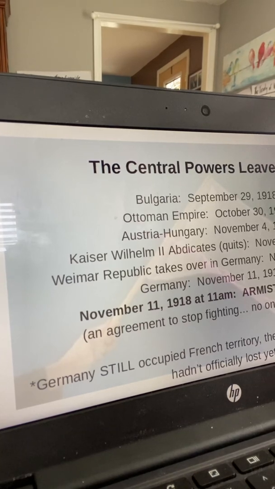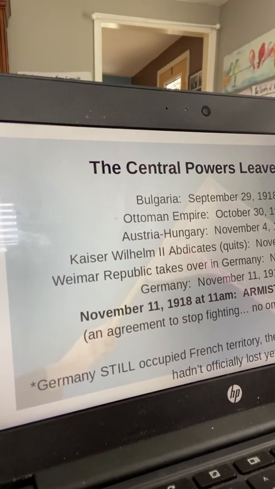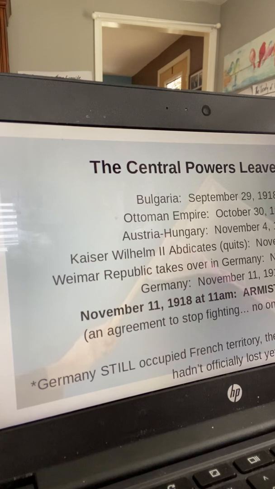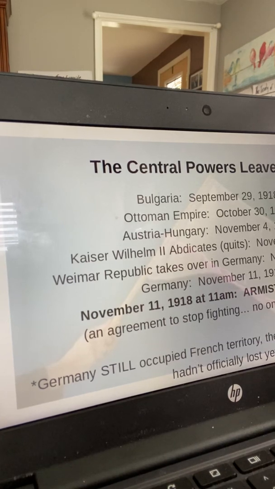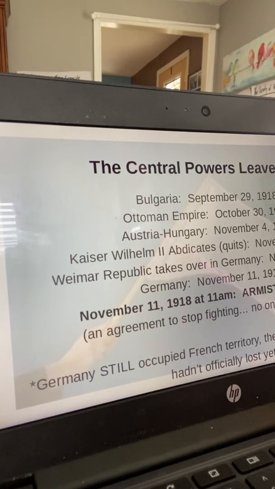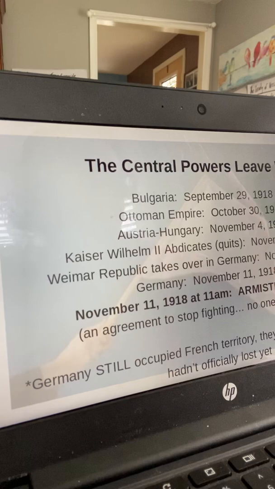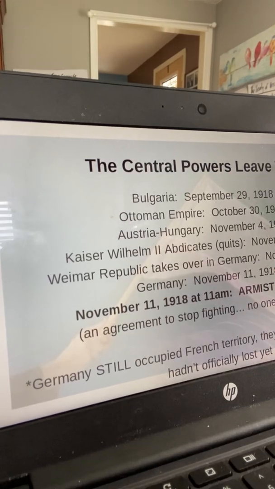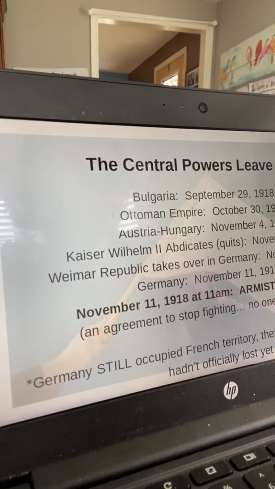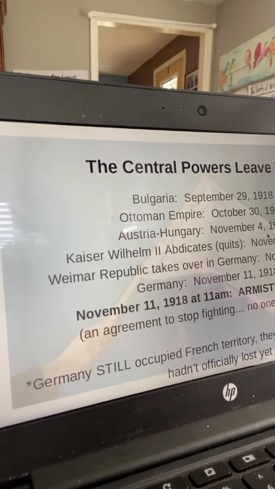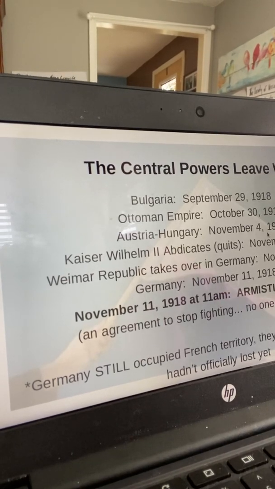A new government takes over in Germany called the Weimar Republic. On November 9th, they take over. And on November 11th, they sign an armistice. They sign an agreement to stop fighting. It is important to know, an armistice doesn't say, oh, we lost, it's our fault, sorry. An armistice is just an agreement to stop fighting. No one actually surrendered. They just say, we're going to put our guns down for a hot minute.